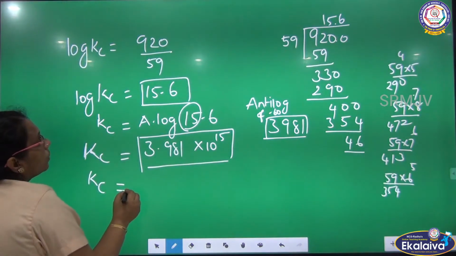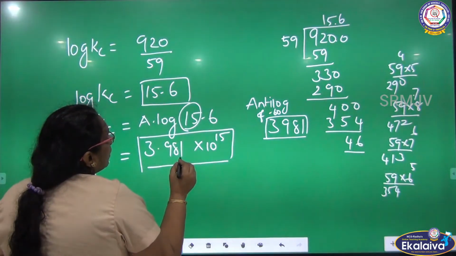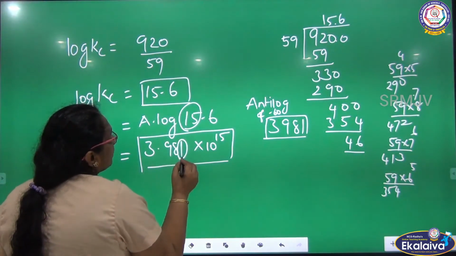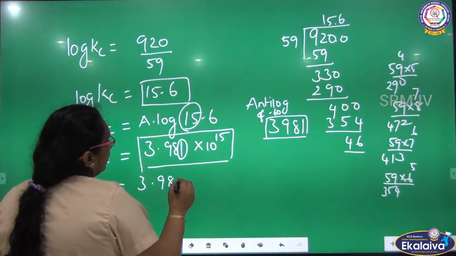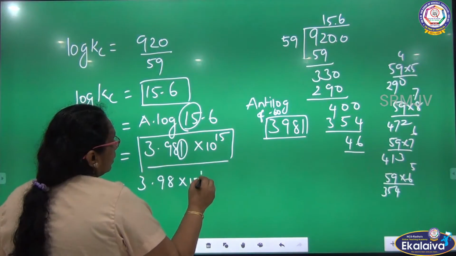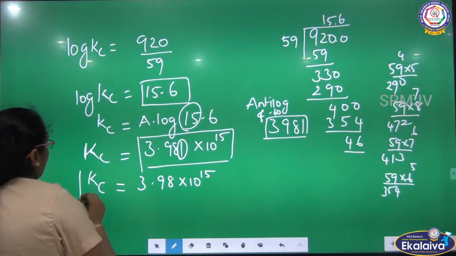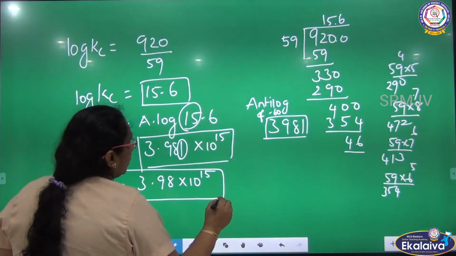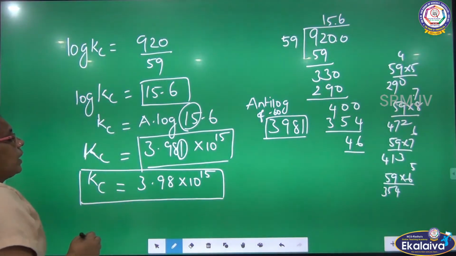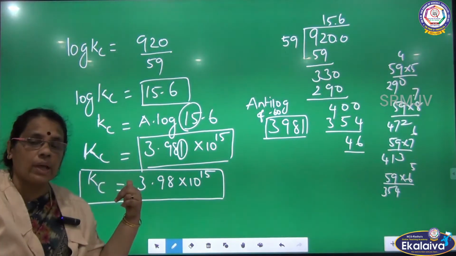Kc is equal to, what is that? The third decimal place is less than 5, so you remove it. You can write 3.98 into 10 power 15. So Kc is equal to 3.98 into 10 power 15. So this is the Kc value.